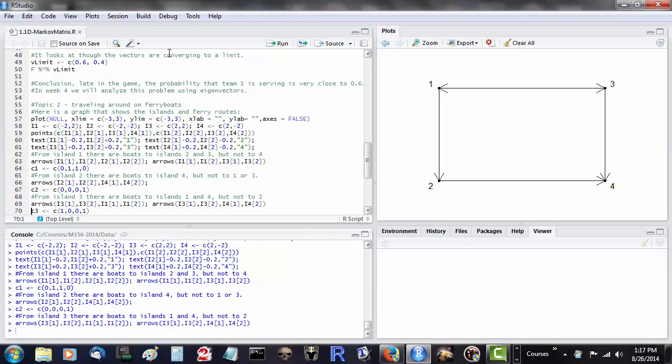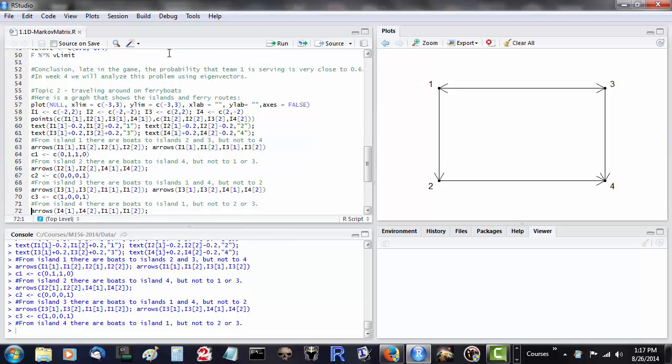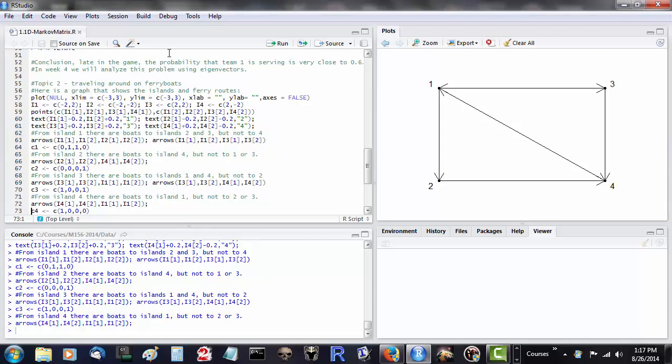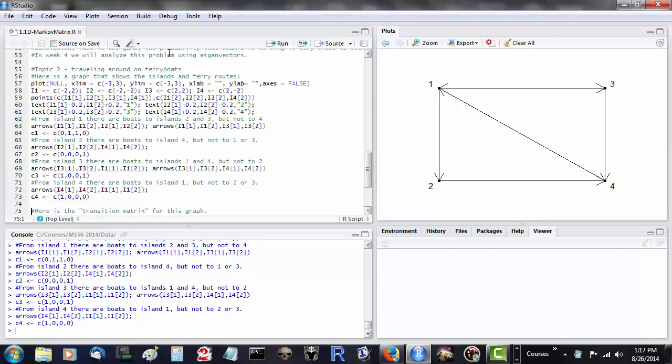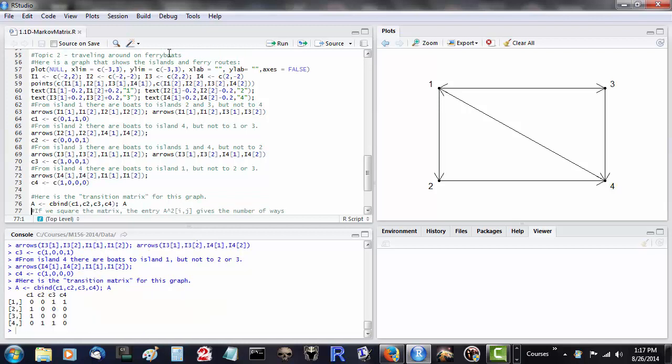From island 3, we can go back to island 1, or we can go to island 4, but there's no ferry boat that goes straight from 3 to 2. And finally, from 4, you can go back to island 1, but that's the only possible journey. Now let's put those 4 columns that represent the ferry routes out of the 4 islands together to make a matrix.